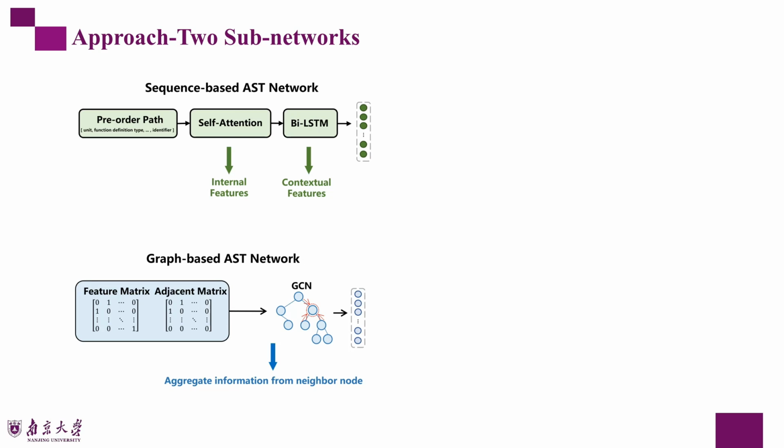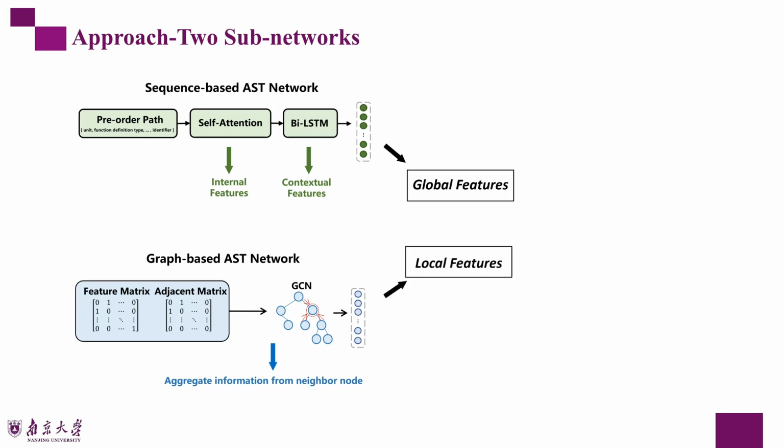For code semantics extraction, there are two subnetworks. One is the sequence-based AST network. The obtained path sequence through pre-order traversal can be regarded as a flattened representation of the AST, and self-attention and Bi-LSTM could extract internal and contextual features respectively. The other is the graph-based AST network. It aggregates information from neighbor nodes to capture local features. The fusion of global features and local features can be regarded as the code semantics features, which could solve challenge 1.